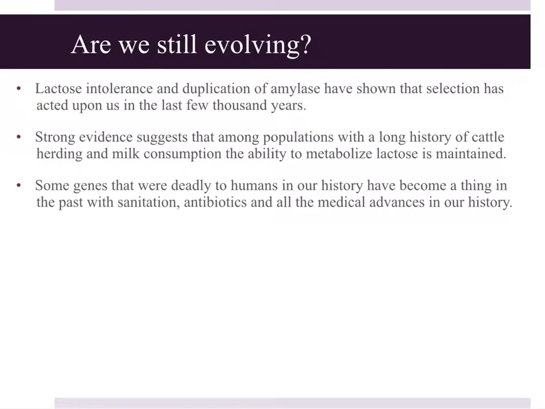An example of more recent evolution within the human genome is provided by evidence for strong natural selection on the gene that controls lactase production. Among populations with a long history of cattle herding and milk consumption, the ability to metabolize lactose is maintained into adulthood. There are clear examples that natural selection has recently acted upon our species after the origin of agriculture and domestication of animals, and independently among different populations.